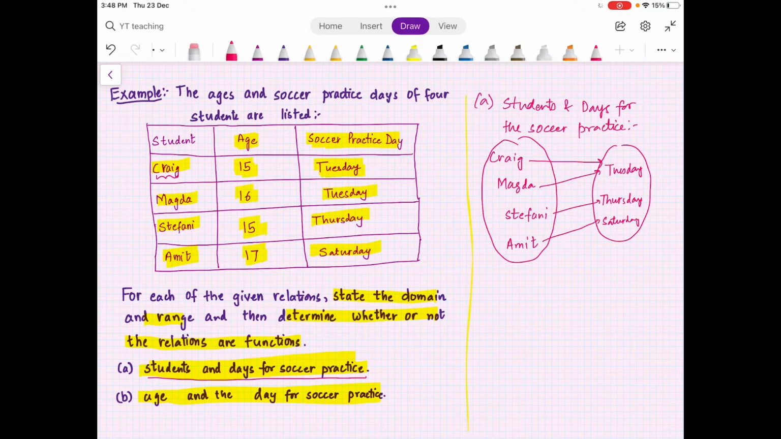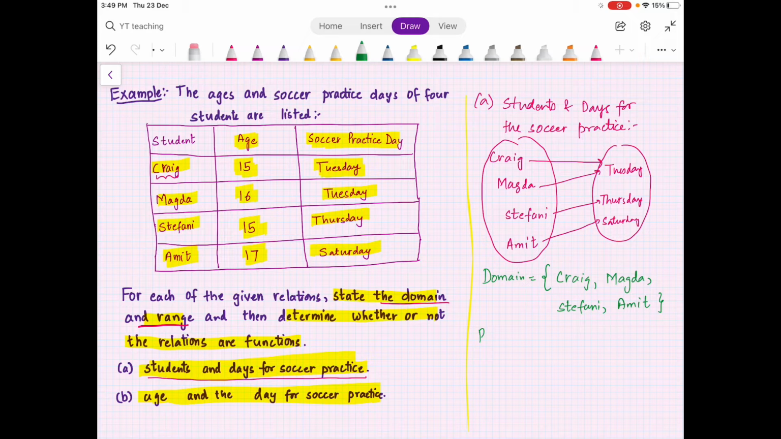Right, so the question asked is that we have to tell the domain and range. So we write here that the domain is the names of all the students. We write it like this: you make a curly bracket, and then you have Craig, and then Magda, and then Stephanie, and then Amit, and then you close the braces.